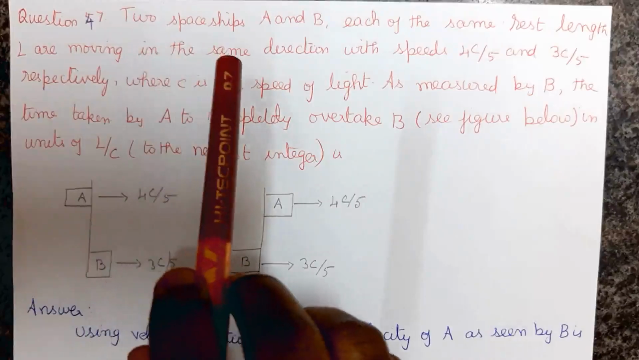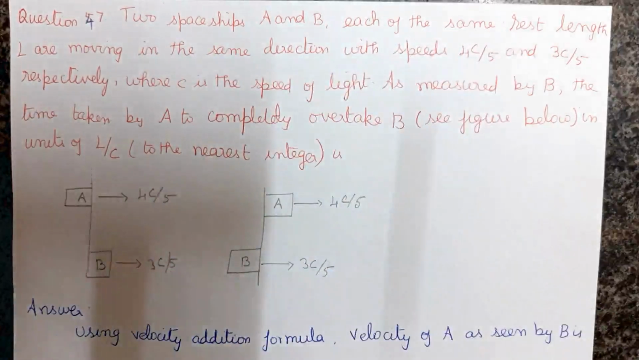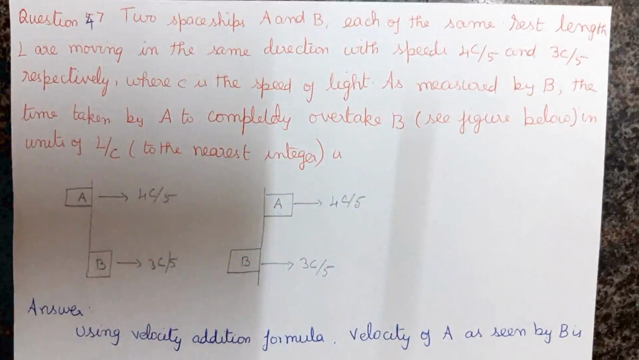Question: Two spaceships A and B, each of the same rest length L, are moving in the same direction with speeds 4c by 5 and 3c by 5 respectively, where c is the speed of light, as measured by B. The time taken by A to completely overtake B, in units of L divided by c, is what?